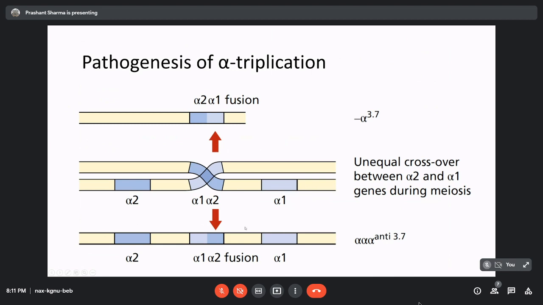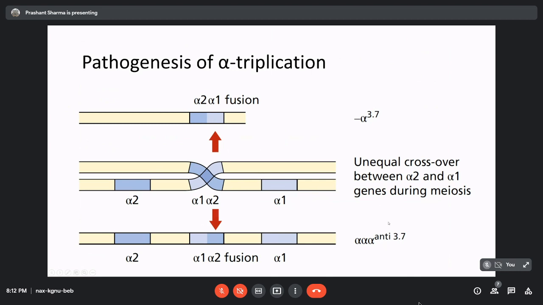So this is what it's going to look like, and this is what's going to give rise to a triplicated alpha gene. On the other hand, you'll have another daughter nucleus, and finally a gamete, which will have just this half and this half of the alpha 2 and alpha 1 respectively. So you're going to have one gamete which has the alpha deletion, the minus alpha 3.7, and at the same time you're going to have an alpha triplicated, triple alpha anti 3.7. Okay, so now it stands to reason that in the general population, the frequency of people who have the alpha deletion is going to be equal to the frequency of people who have the alpha triplication, because now we know the pathogenesis of these abnormal gametes, right?